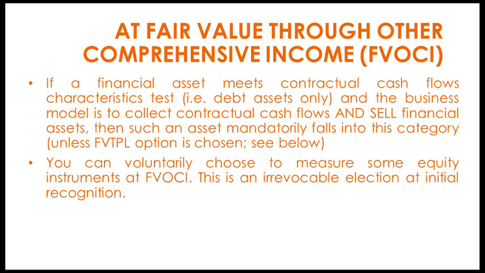Now, a financial asset can be under fair value through other comprehensive income if it meets the contractual cash flow characteristics and the business model to collect contractual cash flow. And take note, this is the difference between fair value through other comprehensive income against amortized cost. Here, there's an intention to sell the financial asset. So this is the main difference between amortized cost and FVOCI.